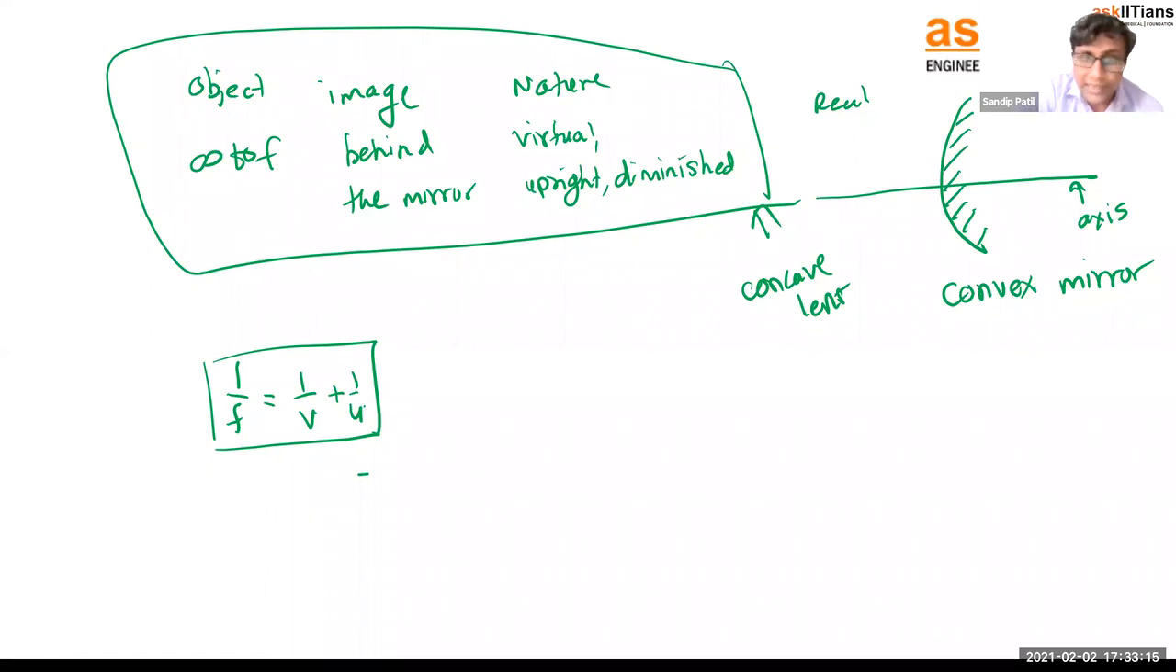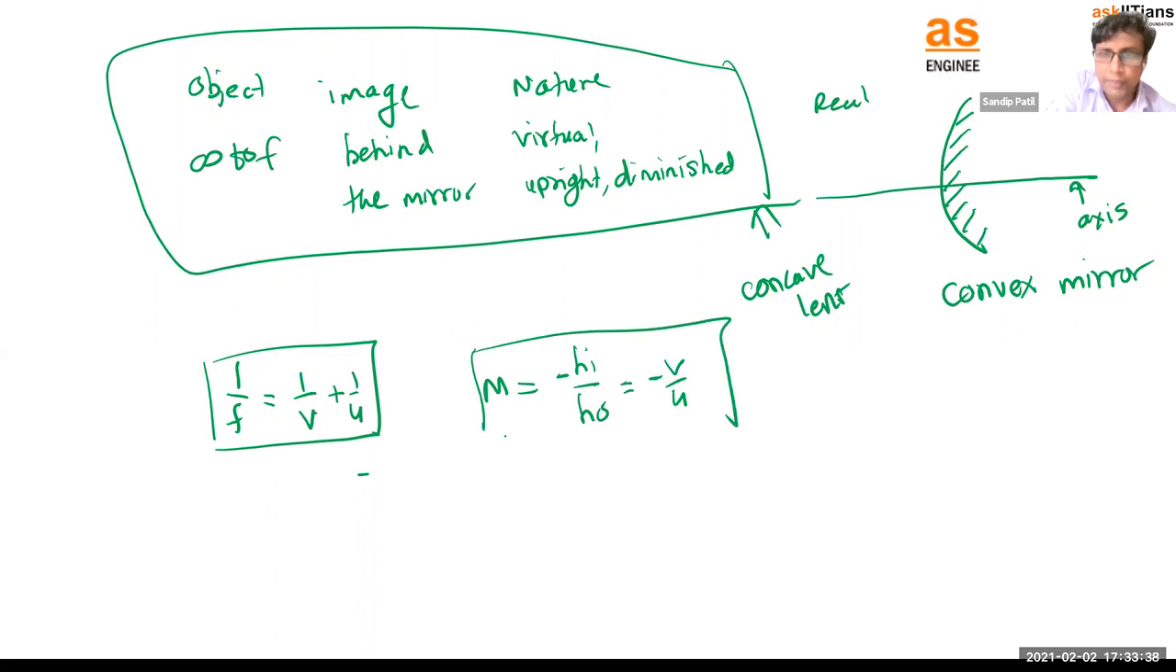Also, focal distance for the concave, we have written this in the previous section also. Focal length for the concave mirror is negative. For the convex mirror, it is positive. And one more formula we had here for the mirror is magnification. Magnification is what? Minus hi upon ho is equal to minus v by u.